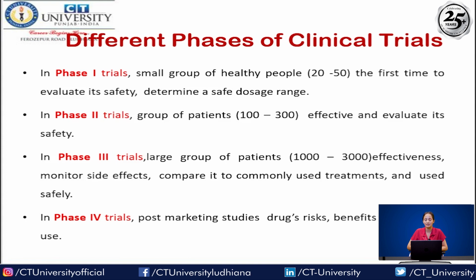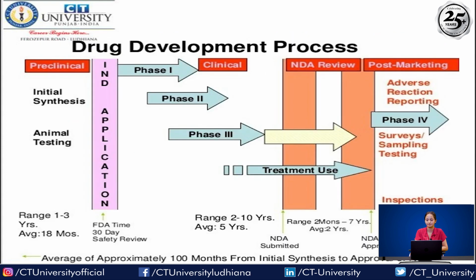We monitor effectiveness and side effects, and we have to compare it with commonly used medications which are already marketed for any particular disease. Then after completing phase 3, we have to file for the NDA submission, known as the new drug application. Then after that, we go for phase 4. In phase 4, you are doing a post marketing study. We will evaluate the drug's risks and benefits, and we have to know about the optimal use of any new medication which is on the market.